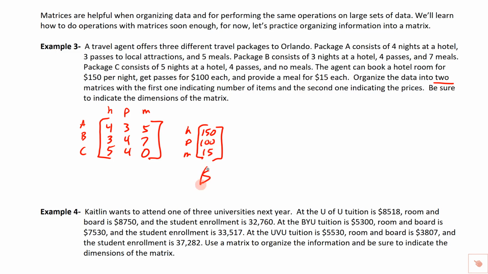So this one represents the cost of each one of these, and this one represents the items that are included in the package. That's all that's required here. In fact, although this is good information, you really don't even have to put these labels over here. The answer to this problem is just this matrix, which represents the items, and this matrix, which represents the cost of each one of those items. Okay, let's take a look at the next one.